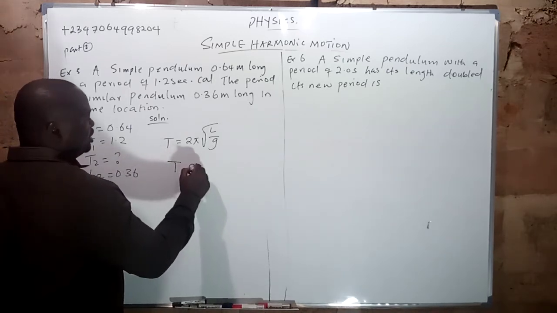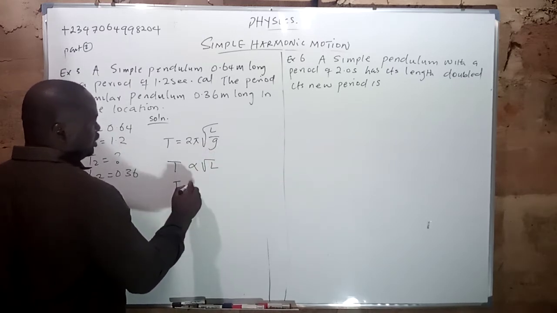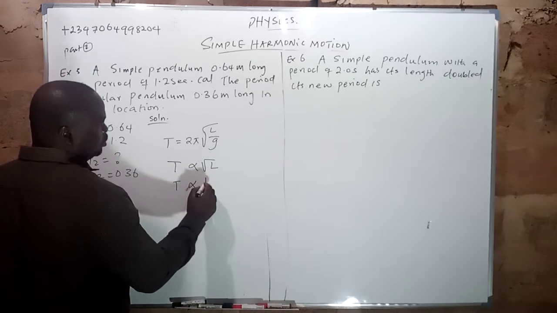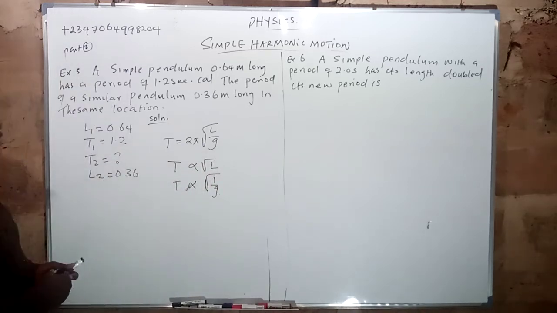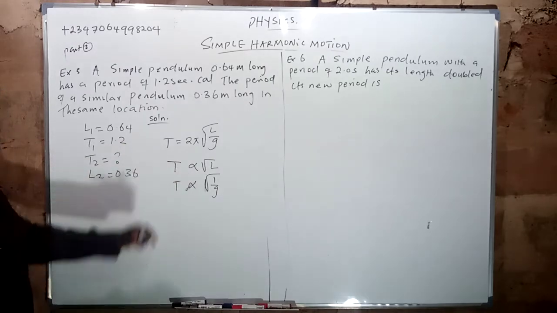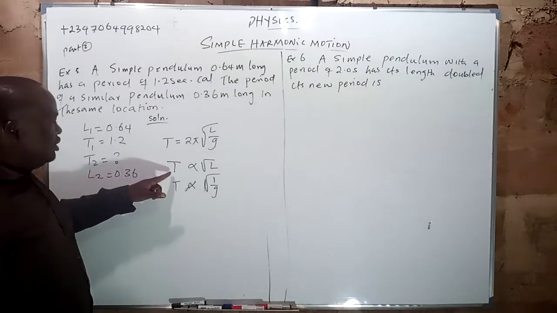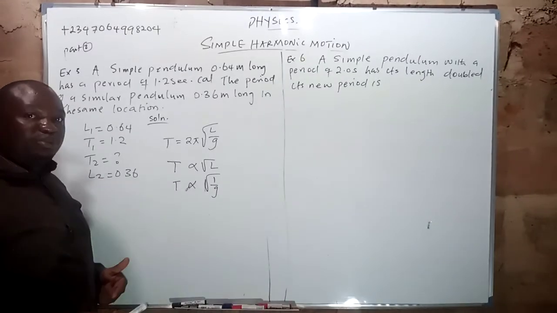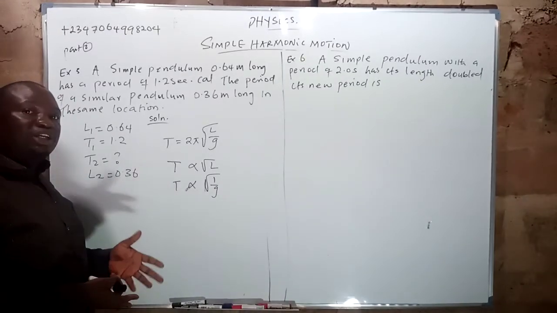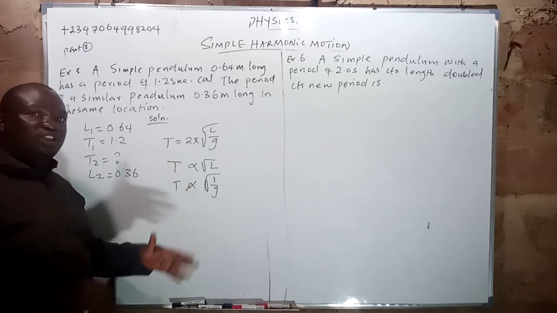T, the time, is directly proportional to root of L, and the time is also inversely proportional to 1 over root of g. Now, this question only contains period and length, so let me concentrate on it. When they say something is directly proportional, it means that if the time is increasing, the length is also increasing. When we say something is inversely proportional, it means if the time is increasing, the opposite is happening to the acceleration due to gravity. The acceleration due to gravity will decrease.